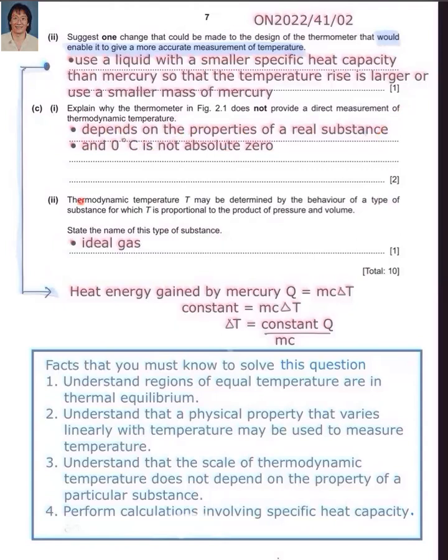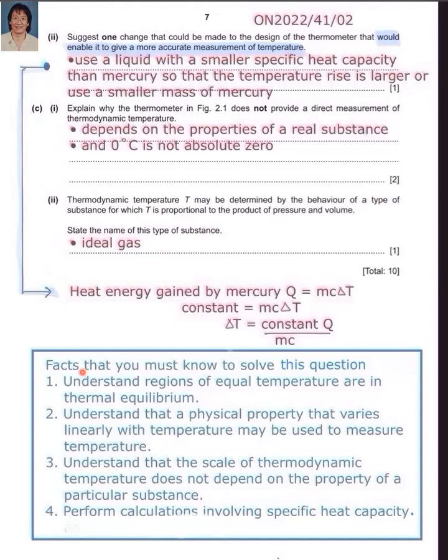Then for part 2, thermodynamic temperature T may be determined by the behavior of a type of substance for which T is proportional to the product of pressure and volume. State the name of this type of substance. The answer is ideal gas, because for an ideal gas, PV is proportional to temperature.